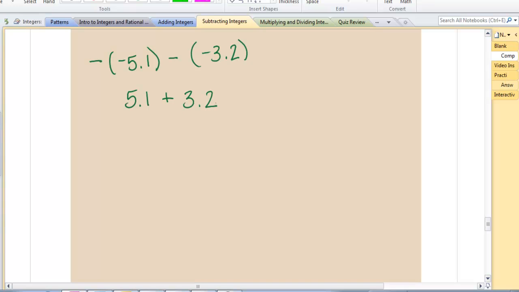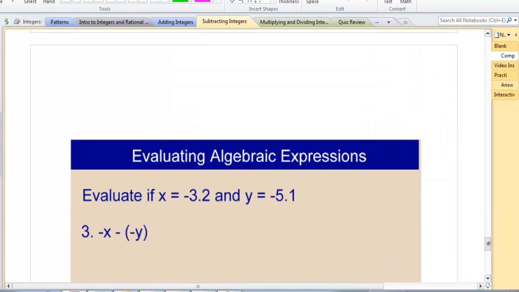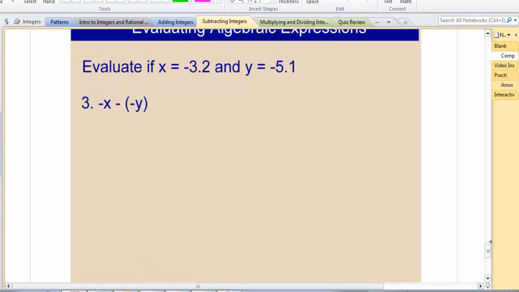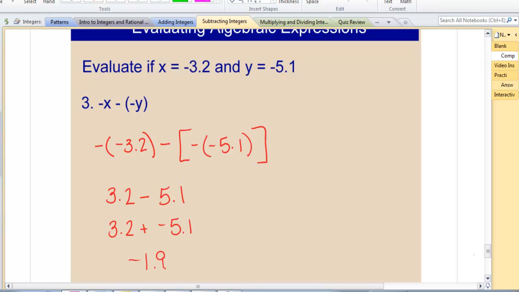So this is actually a pretty easy problem. You could do this in your head. What do you think 5.1 plus 3.2 equals? 8.3 is correct. So let's move on to the next problem. I'm going to have you pause the video and figure this problem out yourself. So here are the steps. This one's pretty tricky. We have to find the opposite of x. So I substitute in the opposite of -3.2, which gives me positive 3.2.